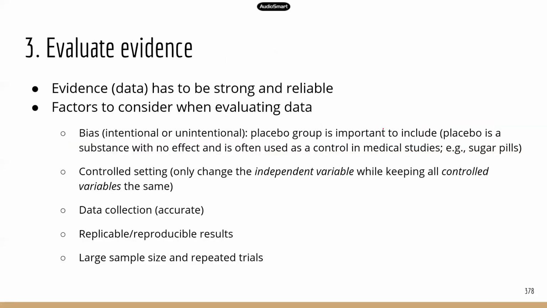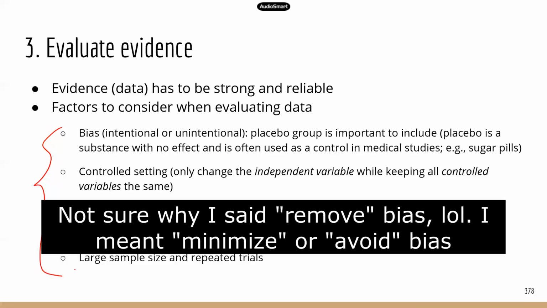Next is about evaluating the evidence. When you see a study, if it's a good study, then the evidence, which is basically the data, will be very strong and reliable. These are the factors you can consider. First of all, bias is properly accounted for. If there's any bias that may occur during the study, then the data are not reliable, right? So you need to do all you can to remove any bias from the experiment.